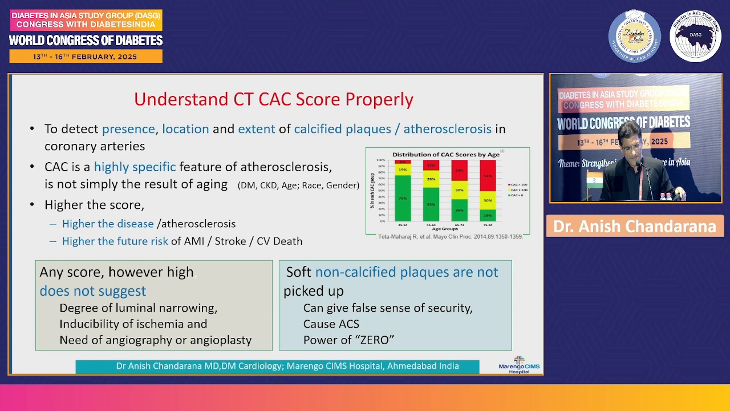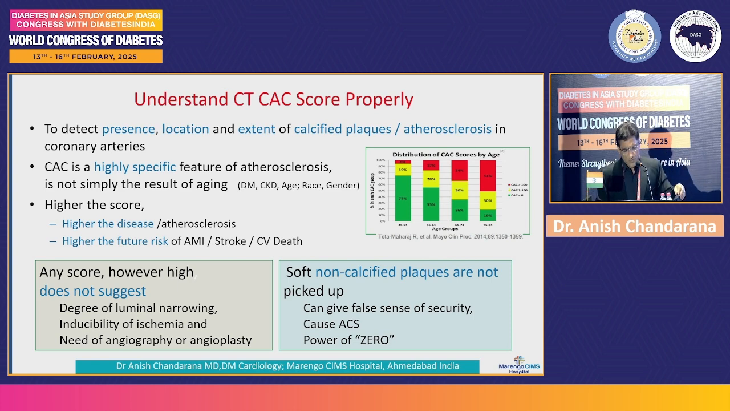To understand better how it is used and when it should be used: in asymptomatic people, to detect the presence, location, and extent of atherosclerosis in coronary arteries. CAC is highly specific. It is not just age dependent. Yes, there are a variety of variables which increase coronary calcification, say for example, diabetes, chronic kidney disease. It also depends on age, gender, and race. But having said that, calcification is not just a normal process. It's a disease process. Higher the score, higher is the risk of atherosclerosis and higher is the risk of future events.